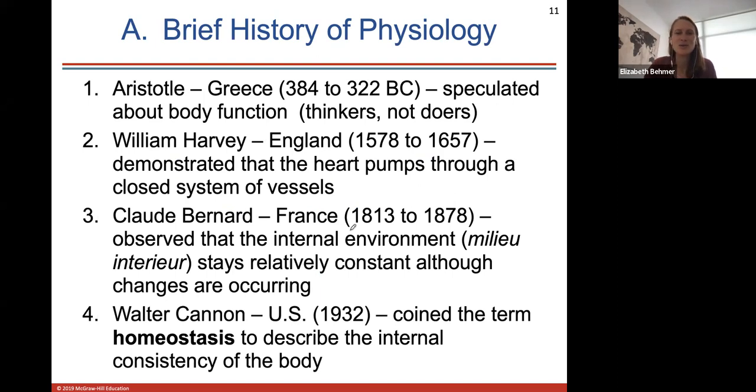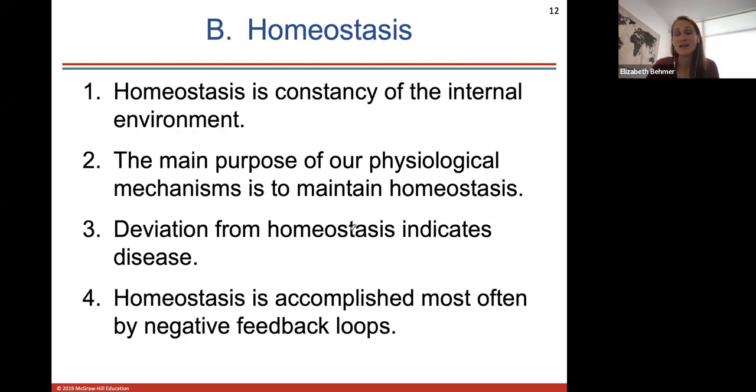taking us through Aristotle, William Harvey, Claude Bernard, and eventually to Walter Cannon, who coined the term homeostasis to describe what we know as the internal consistency, or maintaining a constant internal environment of the body. And that's what homeostasis is. All of our physiological mechanisms' main purpose is to maintain this constant internal environment of the body. That means pH levels of the blood, respiratory rate, temperature of the body. Any sort of deviation from homeostasis could indicate a disease or disorder.